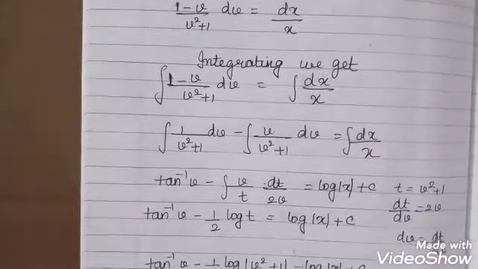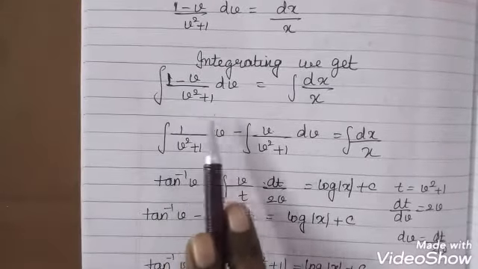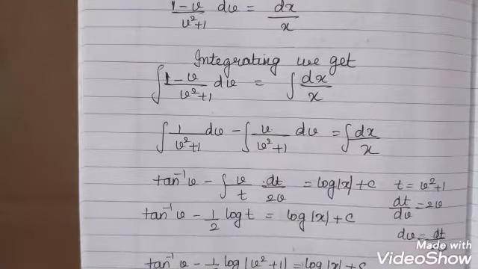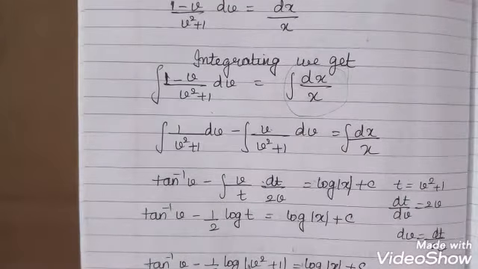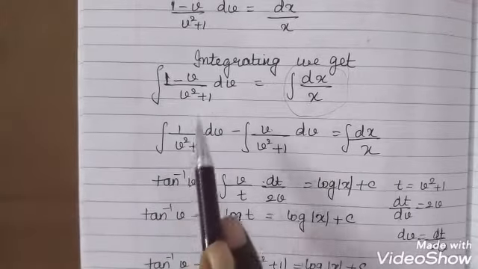This is what you have here. So integrating it, we get the integral of (1 minus v) divided by (v squared plus 1) dv, which is equal to the integral of dx divided by x. Here, this one I can easily integrate, because you know the integral of 1 by x is nothing but log x. Now here I have a problem.